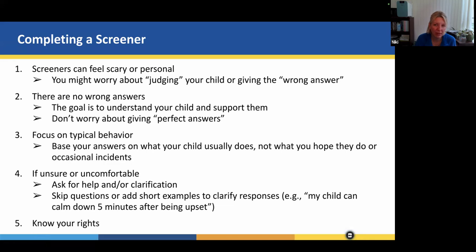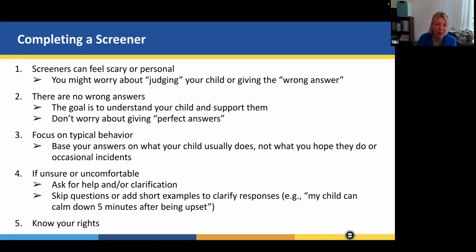Focus on typical behavior. And again, I just ran into this. There was a question on that screener: can your child walk up steps 1 foot at a time? And I thought, I know I've seen him do it like once. But just because he did it once, I decided that's not typical for him. So I said, no, he can't do that yet. So really just think about, okay, on a typical day-to-day basis, what am I seeing my child do or not do?